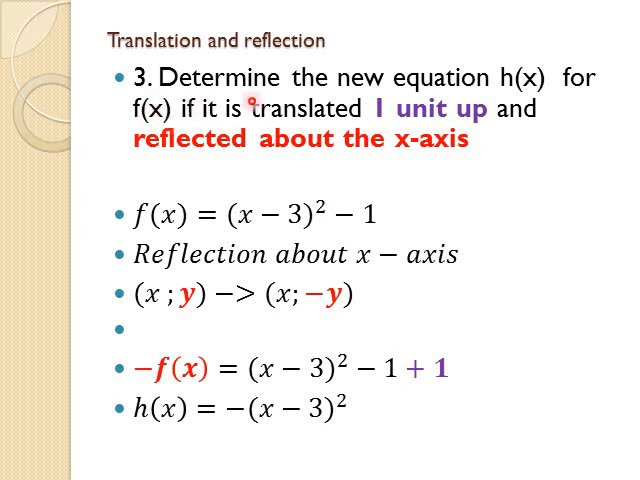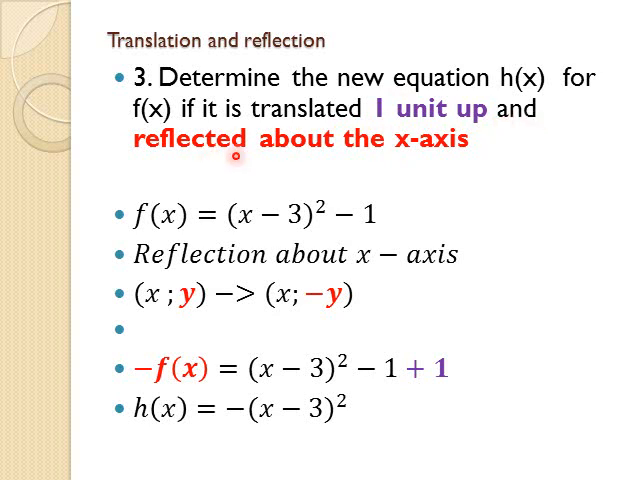Right, number 3, determine the new equation h of x for f of x, if it's translated 1 unit up and reflected about the x-axis. So just looking at past papers, generally there will be 2 places where we will find a new equation or new coordinates. Alright, so we're moving up, so we're vertically translating in the y-axis.